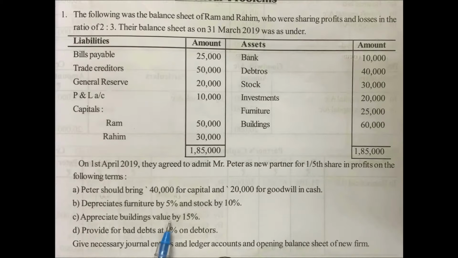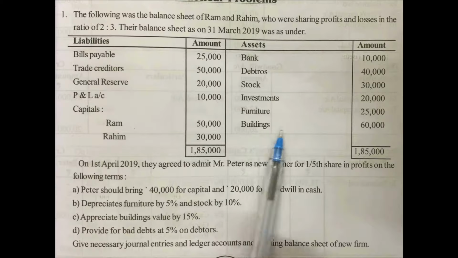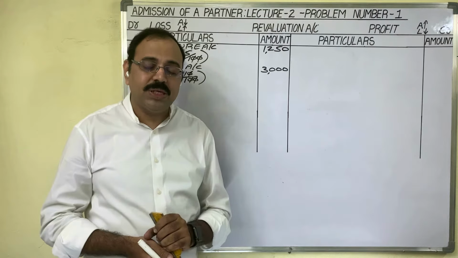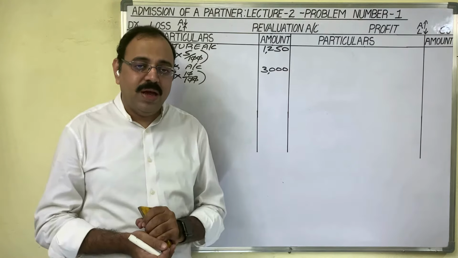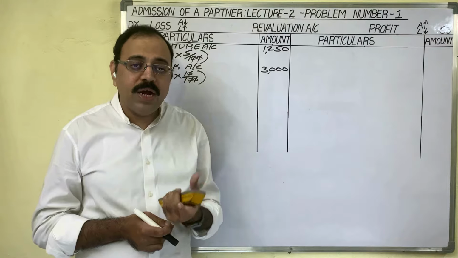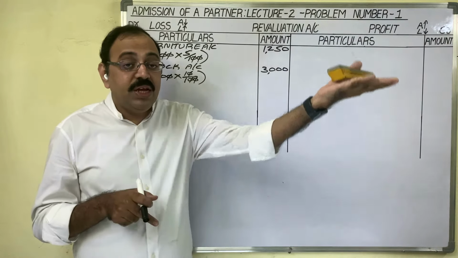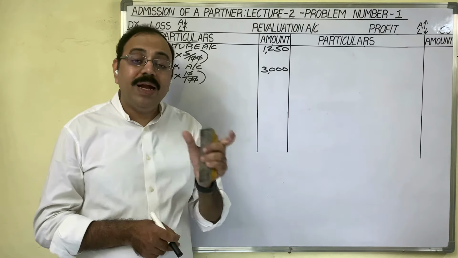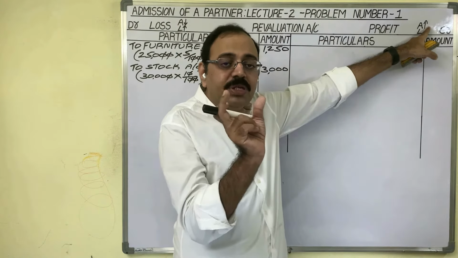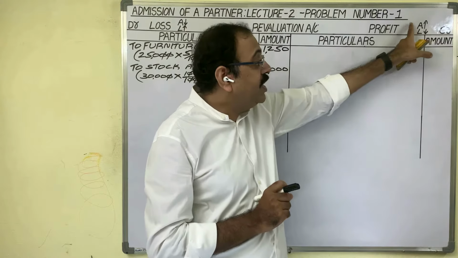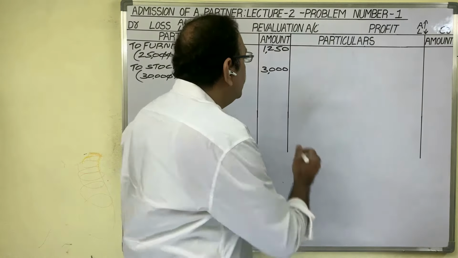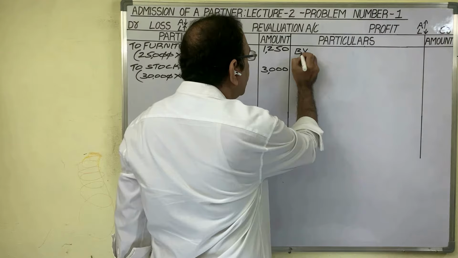C. Appreciate building's value by 15%. In old balance sheet, building value is given as 60,000 rupees. Book value of the building is 60,000. And at the time of admission, old partners revalued this building. They came to know that market value of this building is increased by 15%. So building is an asset and the asset value is increased by 15%. So that 15% value is profit to us. When asset increases, it is profit and it should be credited to revaluation account.